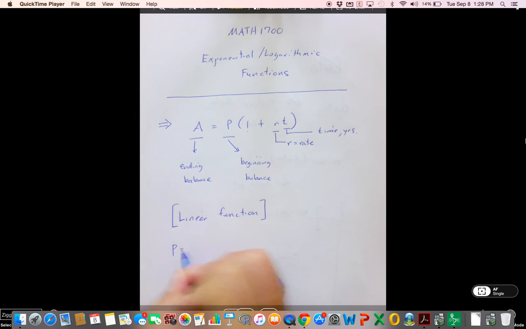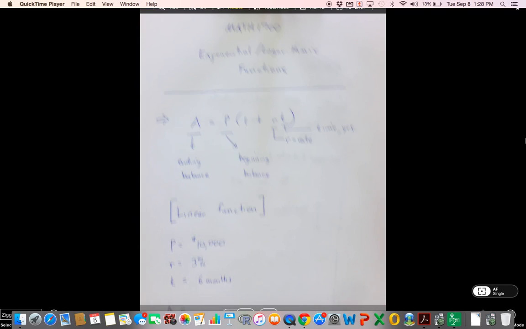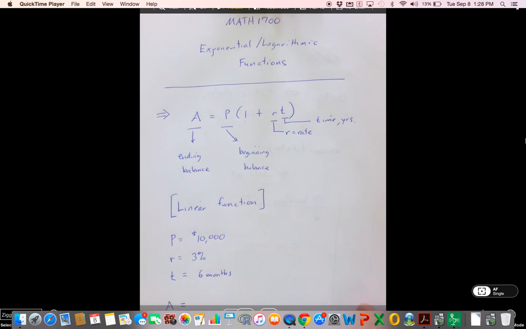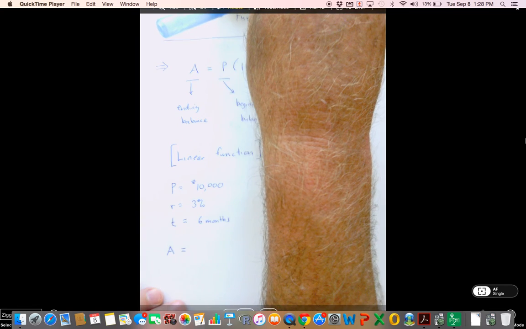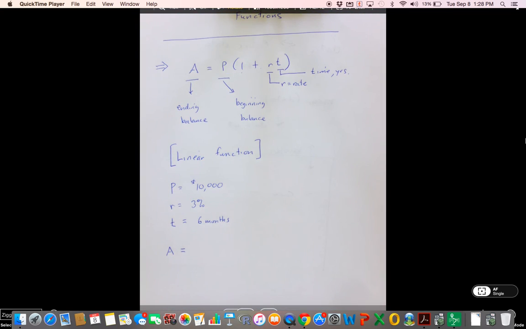So if you would invest, let's say $10,000, and your rate is 3%, and your time is 6 months, then you could very easily calculate. Let me get this where you guys can see it.